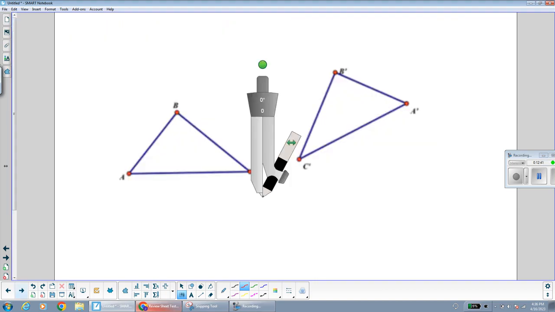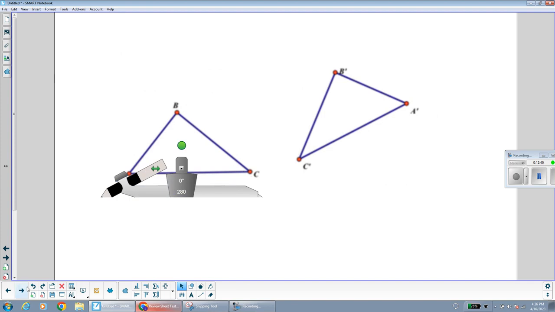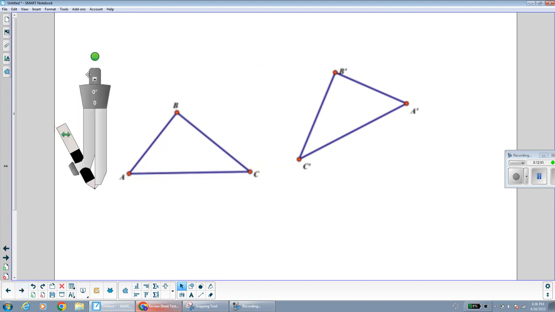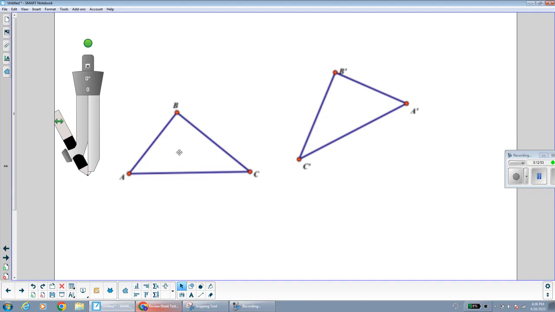Okay. The last thing that I wanted to show in this video is how to construct the line of reflection. So over here we have 2 triangles. We have the pre-image triangle ABC and the image triangle A prime, B prime, C prime after reflection. So if you wanted to see with constructions what the line of reflection is, this is what you would do. You would connect together 2 corresponding pre-image and image points.